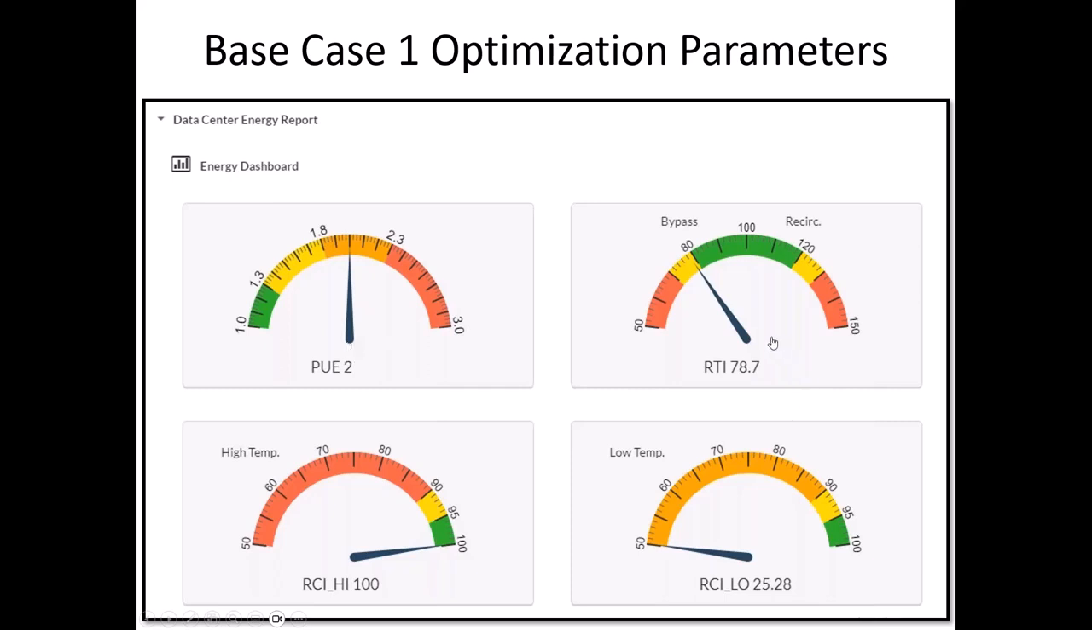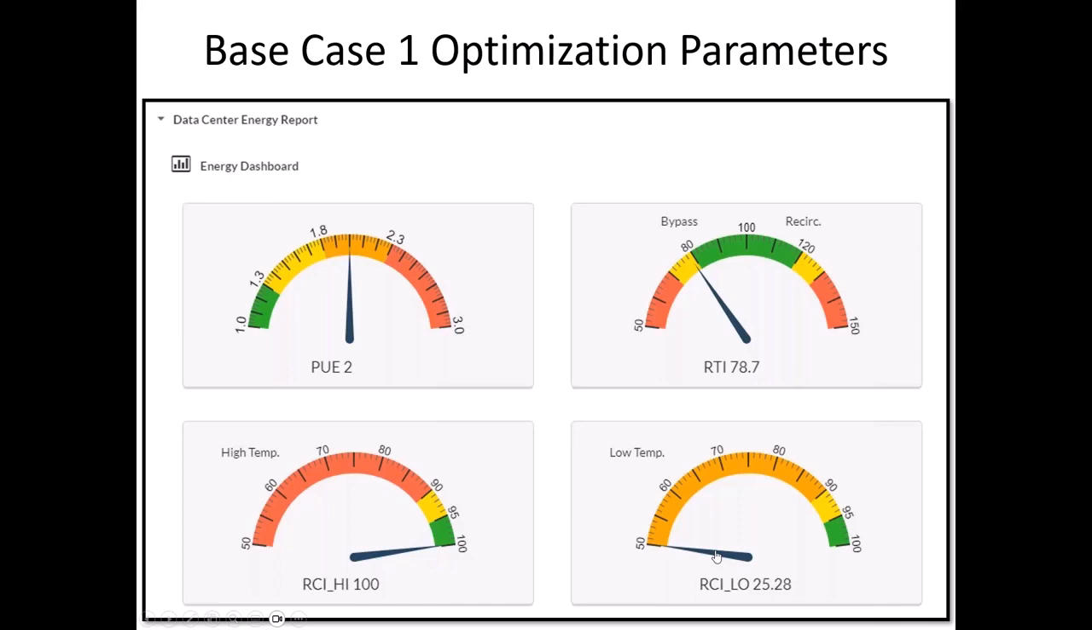But what's this telling us over here, Magnus? RTI 78.7. Yeah, we have too much air into that facility. Yeah, that's exactly right. So we put it right in here. We have bypass air. On this side, it's bypass airflow. On this side, it's recirculation. Just way too much air, 20, 30% more air than we need. RCI high, well, it's 100%. We don't have any problems with temperature because we've got so much air. And RCI low, oh my God, 25.